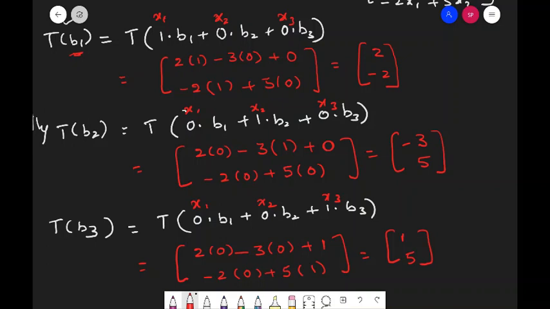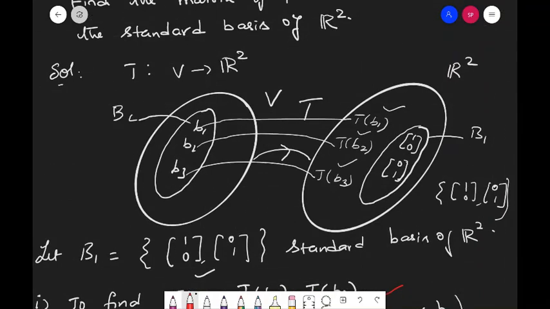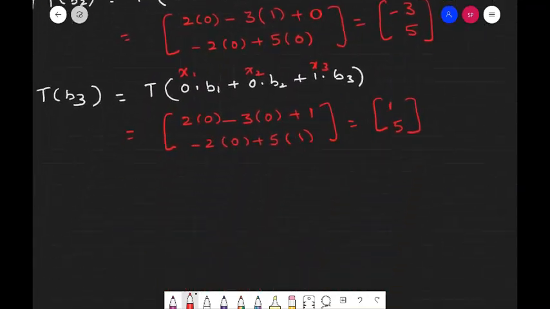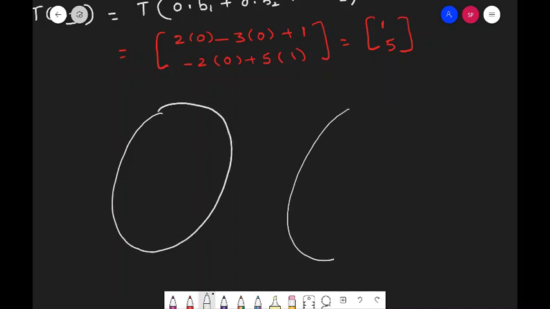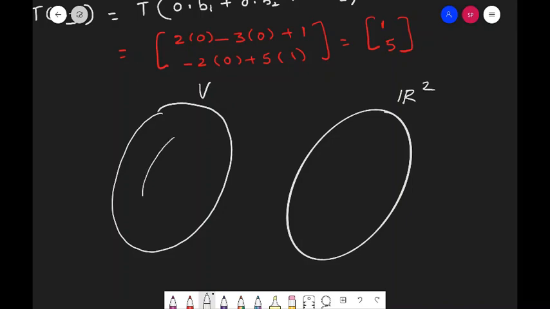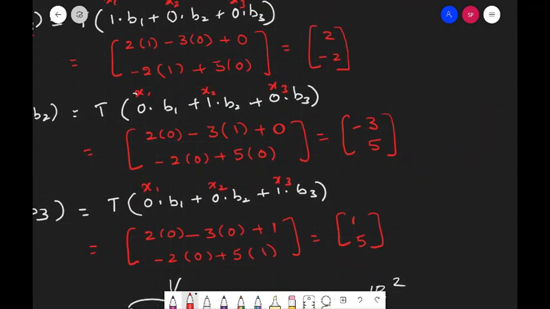Now I found T of b1, T of b2 and T of b3. Let me just write these here. Now if I draw the same diagram again, I have here V and another one R2, and then I have here B1, B2, B3. And T of B1, what is it? T of B1 is 2, minus 2, we found it here.